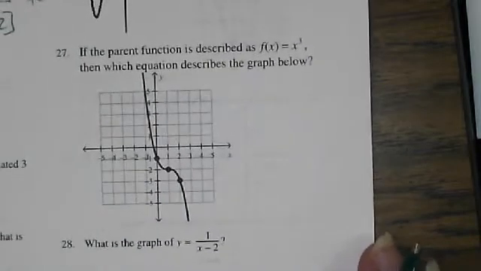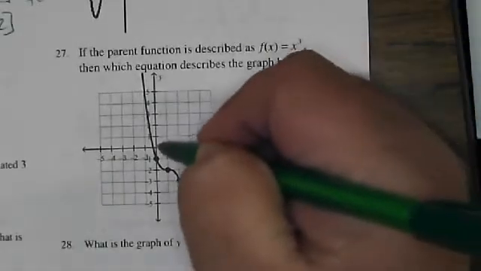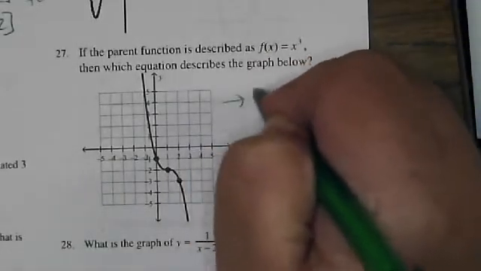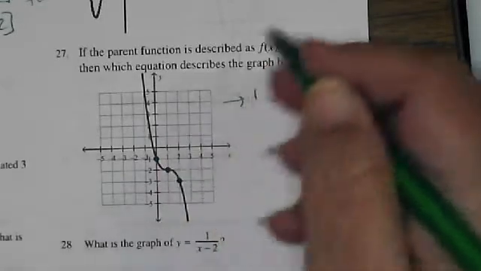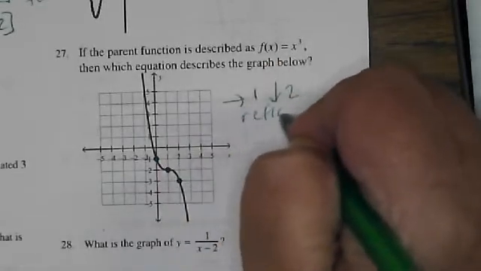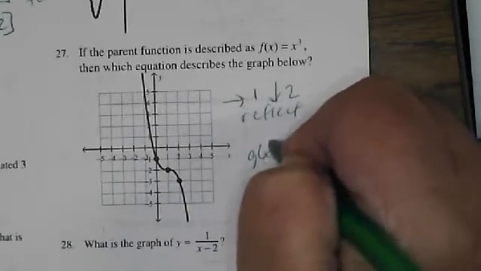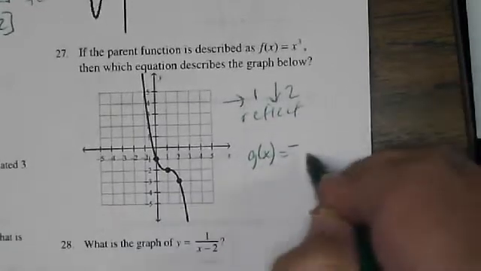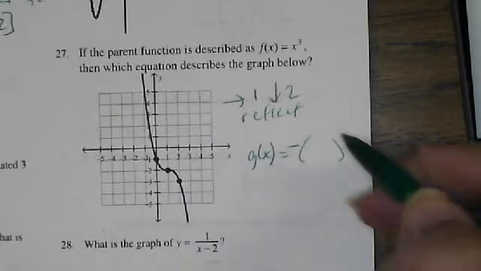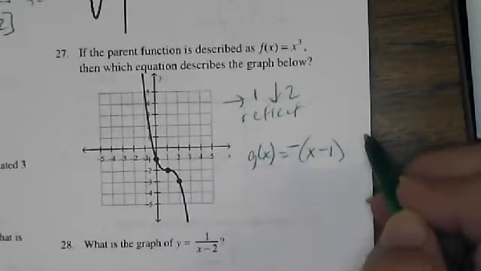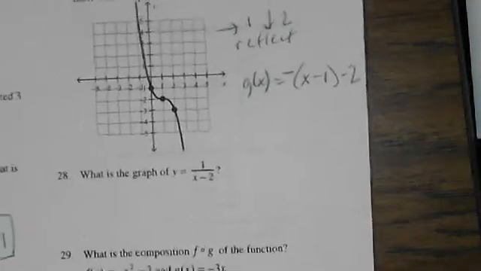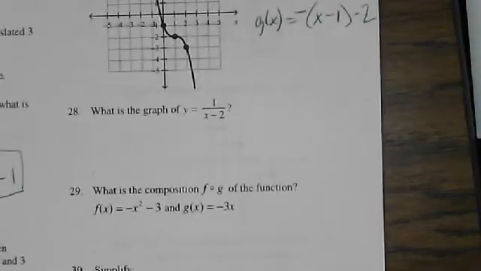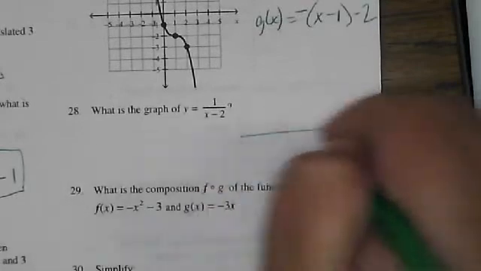27. If the parent function is described as a cubic, then which equation describes the graph below? Notice it moved to the right 1 and down 2. It also flipped, it reflected. So g of x is equal to negative. It goes to the right 1, so x minus 1, and it goes down 2, so -2. Oops, sorry.